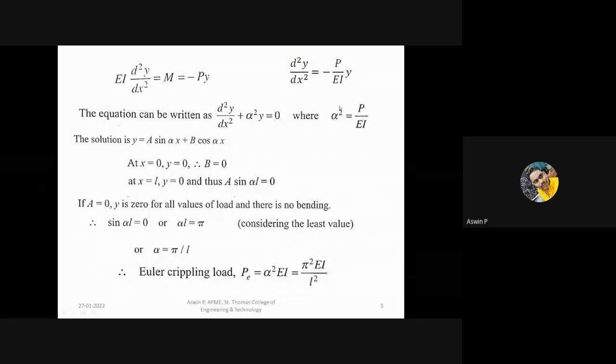Someone will have confusion about why alpha square. Actually, to get the final equation, we are in need of alpha square. So a constant can be taken any time, in any style, but for Euler's equation, that's taken as alpha square.